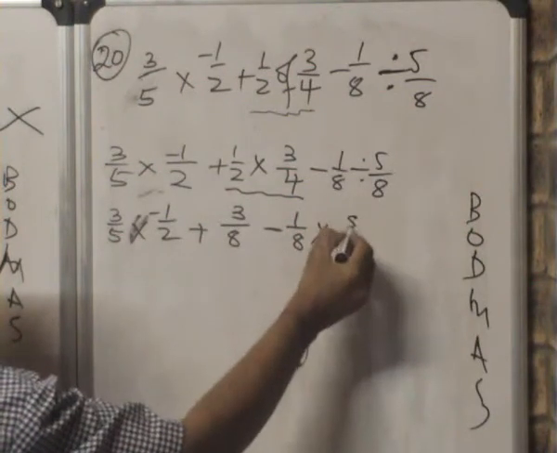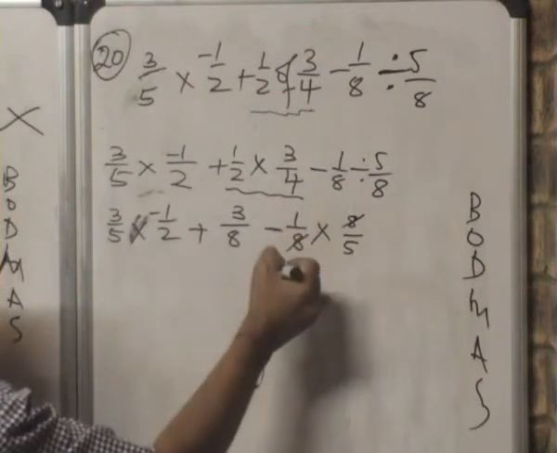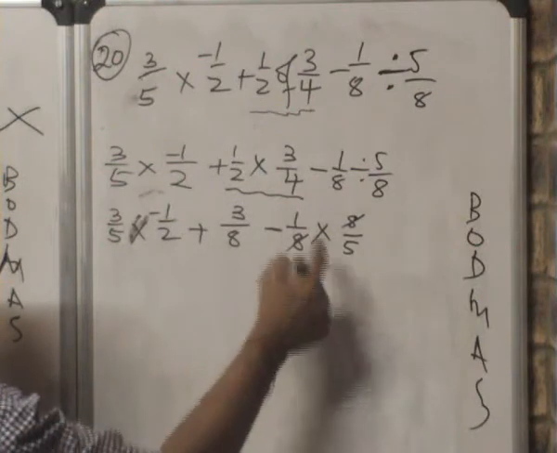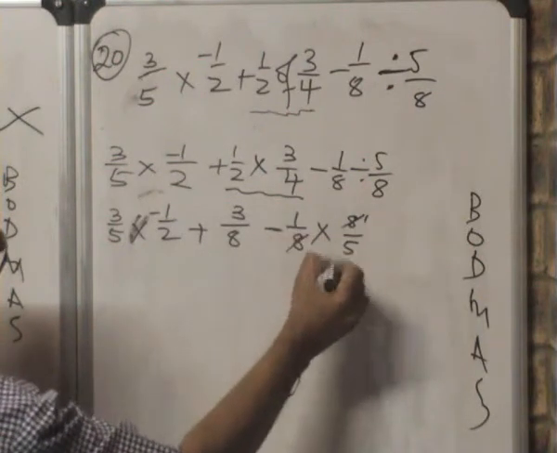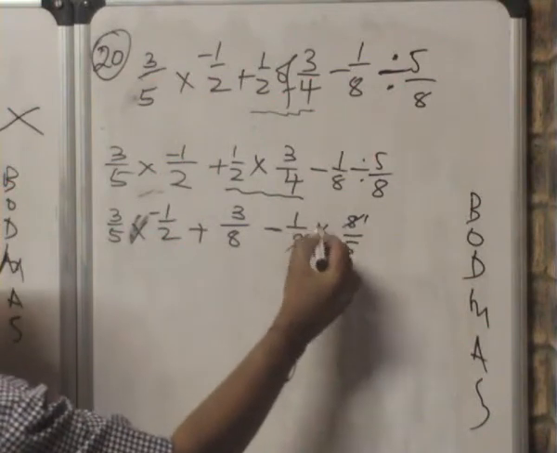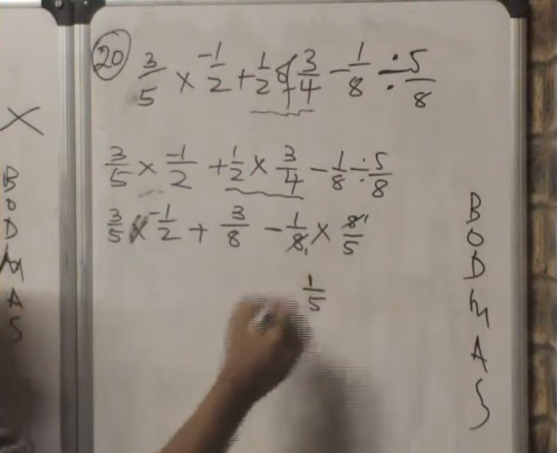5 over 8 will become 8 over 5. So these cancel off and I'm left with 1 over 5. You see, 1 times 1 is 1. See, 8 divided by 8 one time, 8 divided by 8 one time. So 1 times 1 is 1, over 1 times 5 is 5.